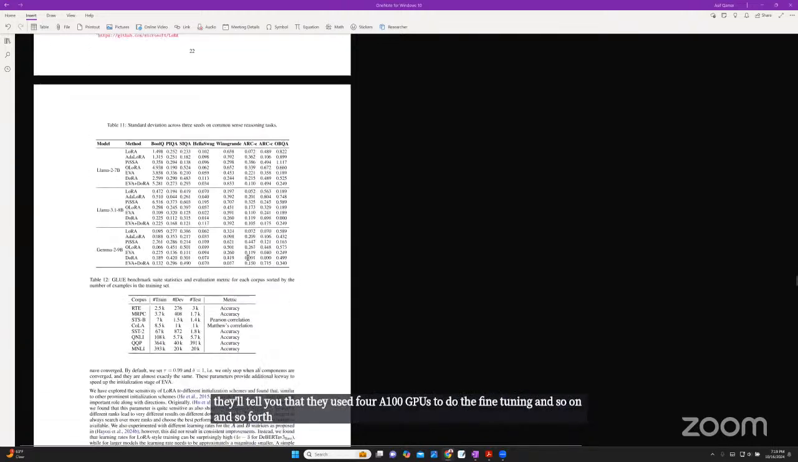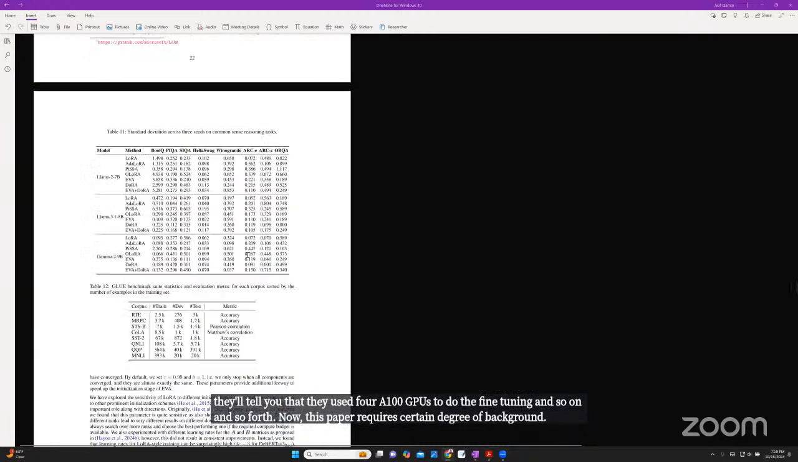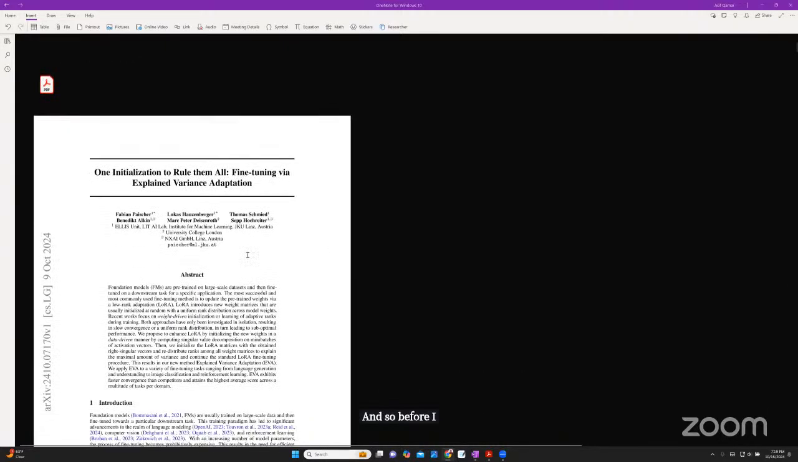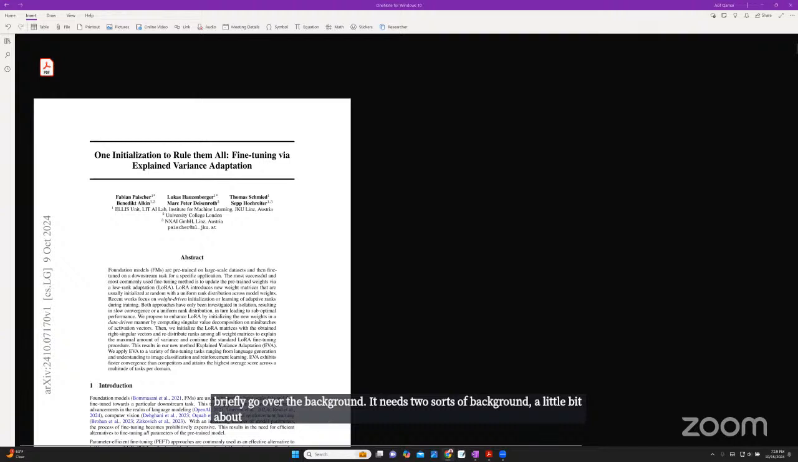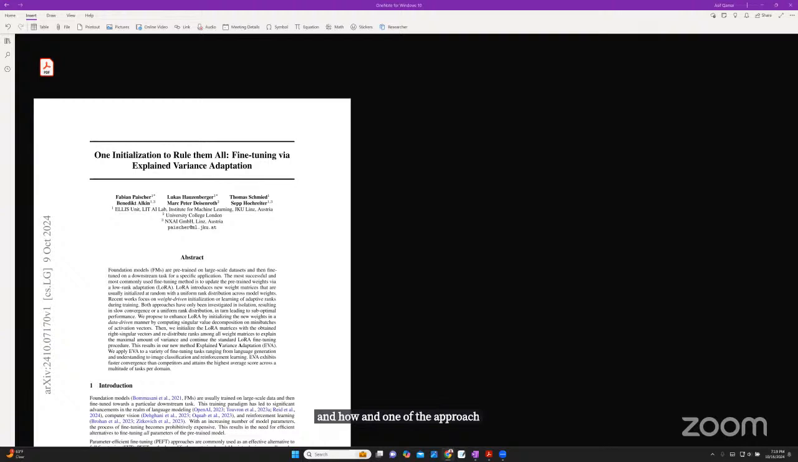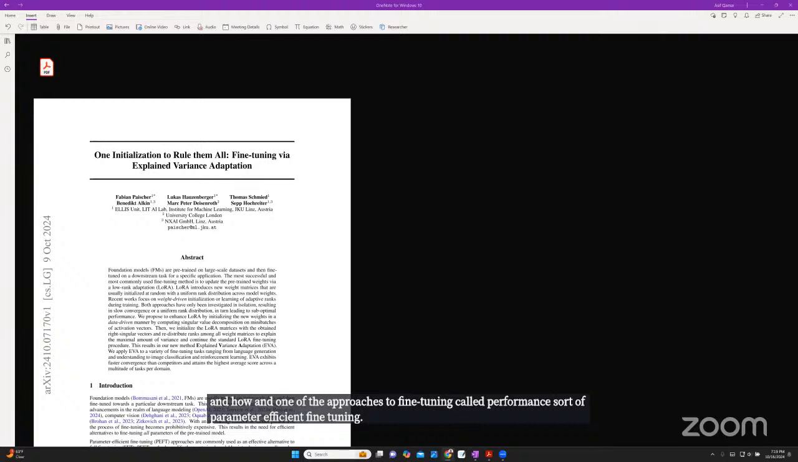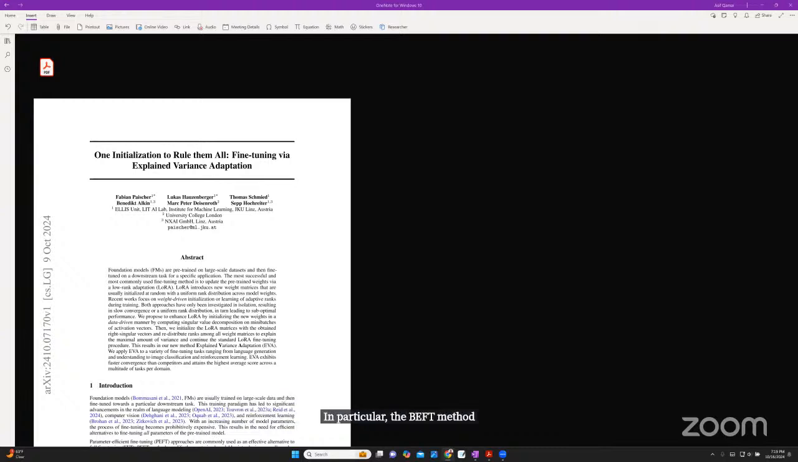Now, this paper requires a certain degree of background. And so before I read this paper, I would like to briefly go over the background. It needs two sorts of background: a little bit about machine learning model fine-tuning, and one of the approaches to fine-tuning called PEFT, parameter efficient fine-tuning. In particular, the PEFT method called LoRA, which is perhaps the most dominant PEFT method. So I'll briefly introduce it for those of you who don't know what that means. And that would be one background that we need to understand the work.